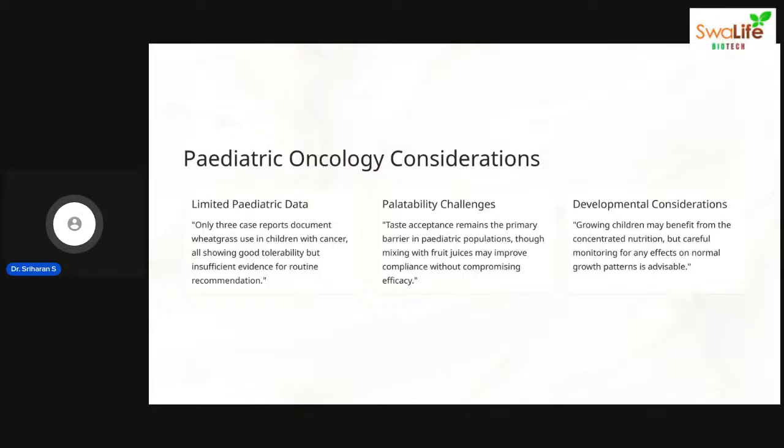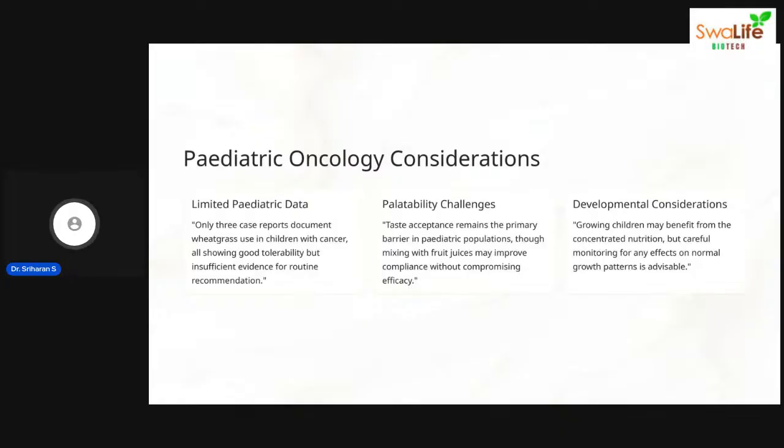Another thing is pediatric oncology consideration. As I said before in class, there should be a limitation in pediatric patients, pregnant and lactating women, and also the geriatric population due to polypharmacy. In pediatric oncology there is limited pediatric data. Only 3 cases have been reported, possibly due to ethical issues or palatability issues. There are palatability challenges, so taste acceptance is also one of the important things.